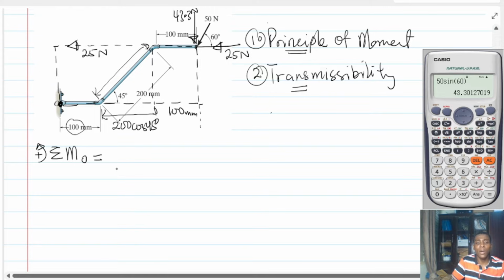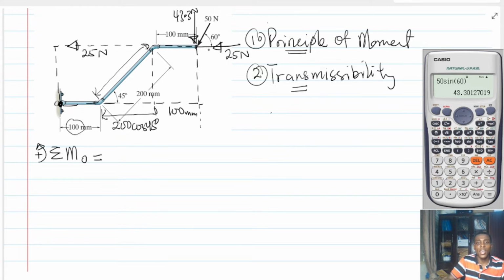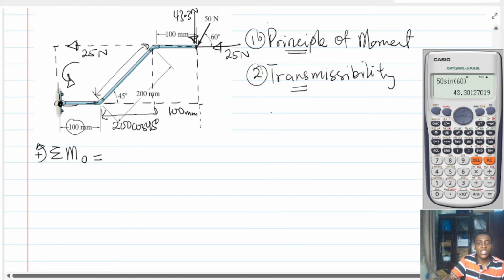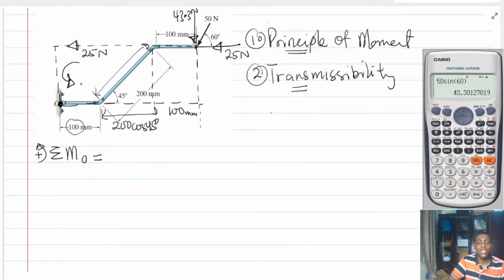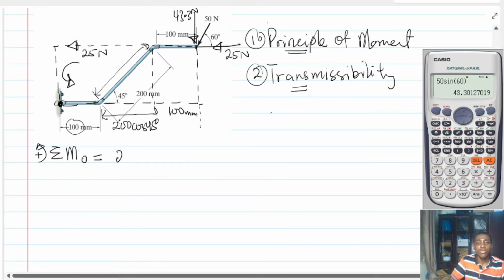Therefore, the moment about O, let's start with the X component, which is 25. Now, this component is going to cause a moment in this sense. Is that right? And the moment in this sense is counterclockwise, and therefore it's going to be positive. So 25 multiplied by the perpendicular distance, and the perpendicular distance is the distance from here to here. In fact, that distance must be this, which is 0.2 or 200 cosine 45.